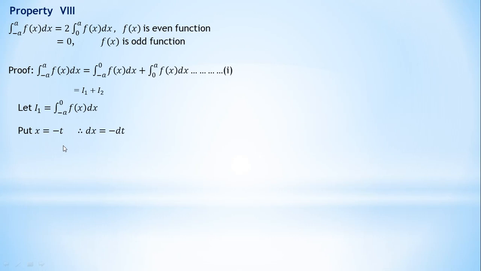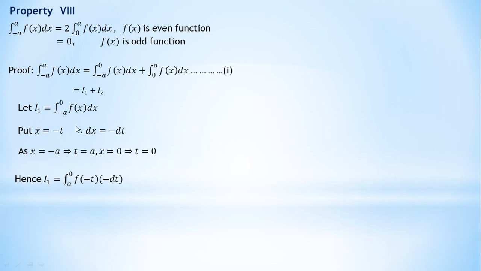So as per the substitution we have to change the limits of the integration also. So lower limit is minus a. So x is equal to minus a gives t is equal to a. Similarly x is equal to 0 implies t is equal to 0. So limits also will change. So I1 becomes, see here, lower limit is a, upper limit is 0.